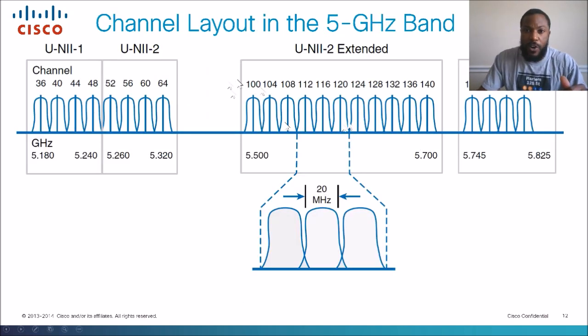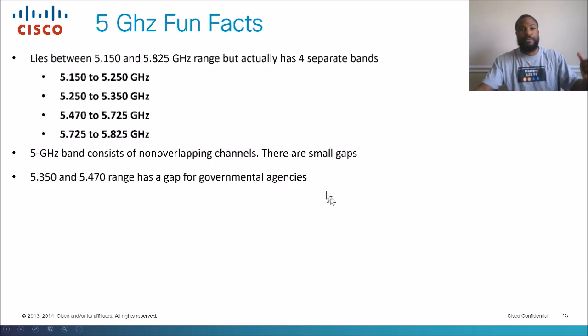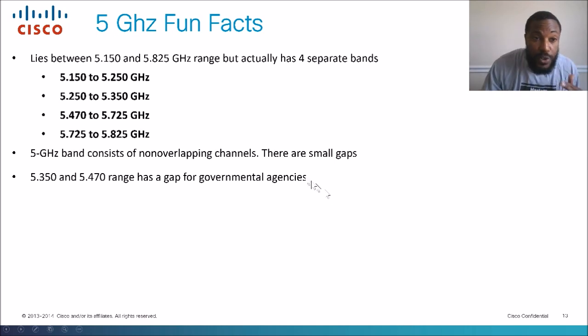This is the 5 gigahertz band right here. So we've got a box right here and that's that range. And we've got the UNII-3 range right here, right? Notice that there are different ranges. Let's talk about that. The 5 gigahertz range lies between 5.150 and 5.825, right? It actually has four separate bands.